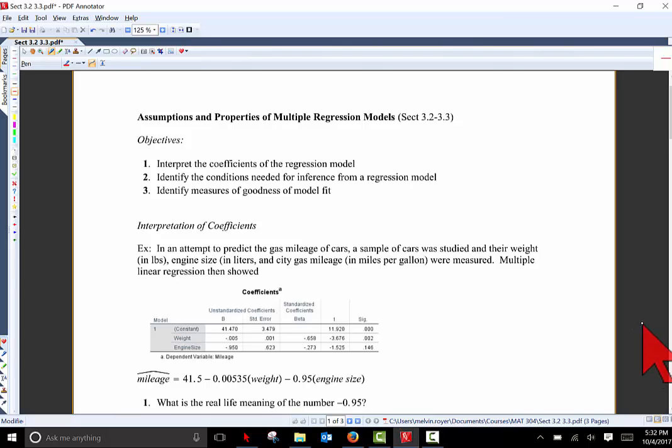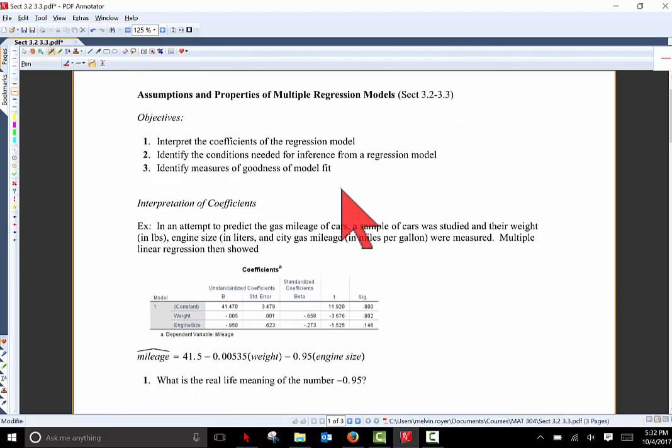Hi, this is a short lesson on some of the assumptions and theory behind multiple regression models. The good news is that most of the theory carries directly over from simple linear regression material that we talked about in Chapter 2. And so this should be short and familiar, just a few minor differences along the way. So 3 things to discuss.